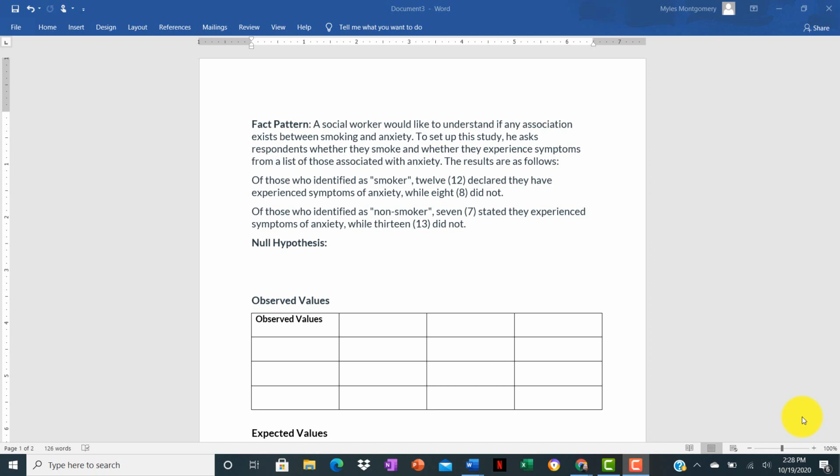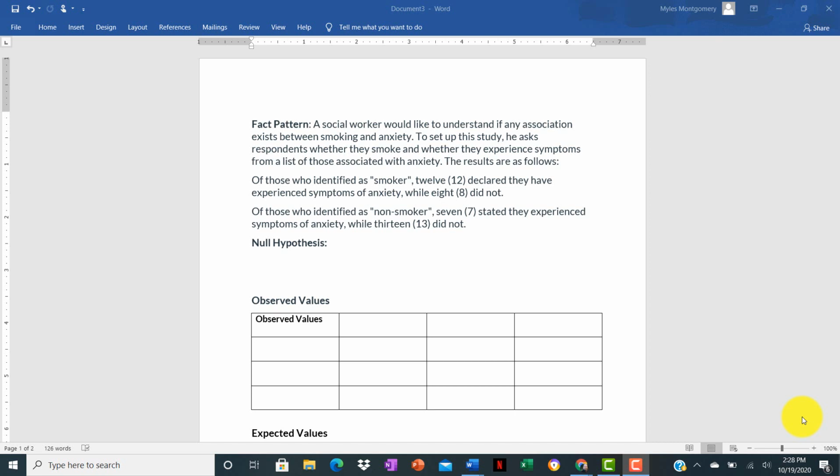Of those who identified as smoker, 12 declared they have experienced symptoms of anxiety, while 8 did not. Of those who identified as non-smoker, 7 stated they experienced anxiety, while 13 did not.